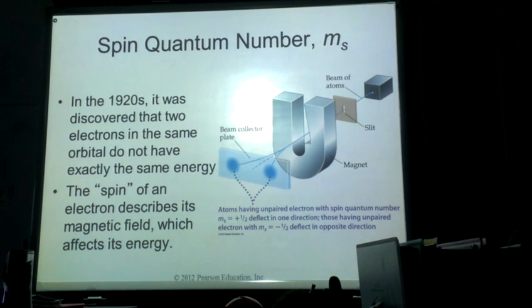Okay, let's go back to spin quantum number. Actually, let's just review all of our quantum numbers quickly. We know that principal quantum number is the energy level. We'll designate that with an N.